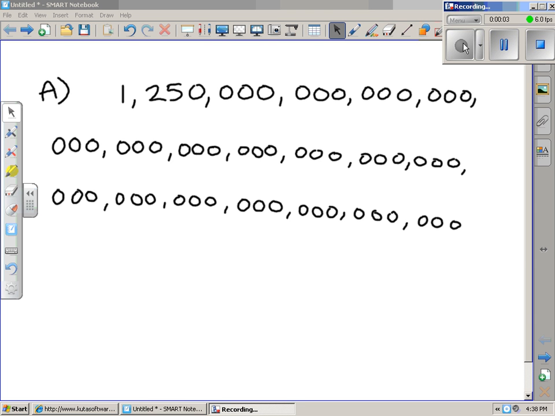This is a review of scientific notation. We're going to talk about why we use scientific notation, how you can go from scientific notation to standard form to scientific notation, and how to multiply and divide using scientific notation.